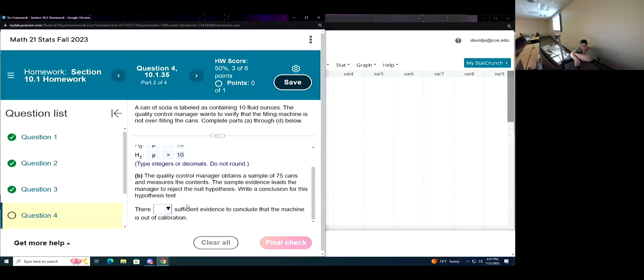If we reject the null, we support the alternate. So there is sufficient evidence to conclude that the machine is out of calibration. That's a weird way of saying it because they didn't say out of calibration up here. But if the machine is overfilling, it must be out of calibration. It's not calibrated correctly.